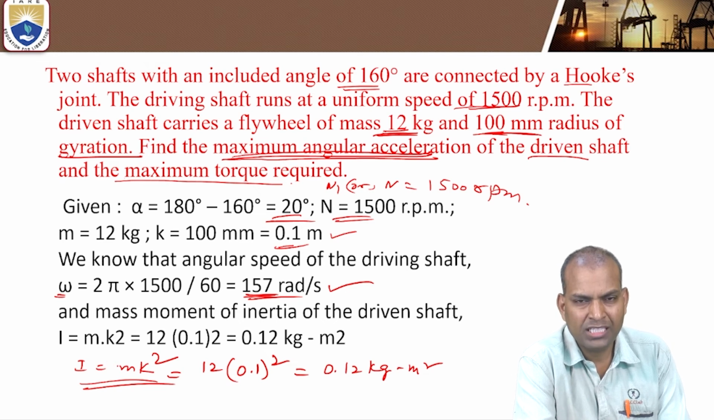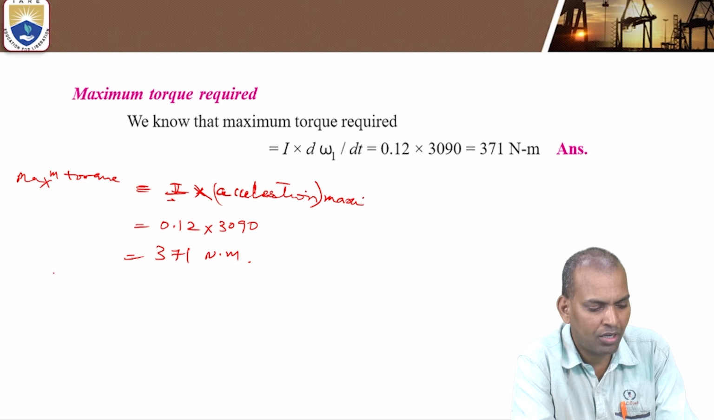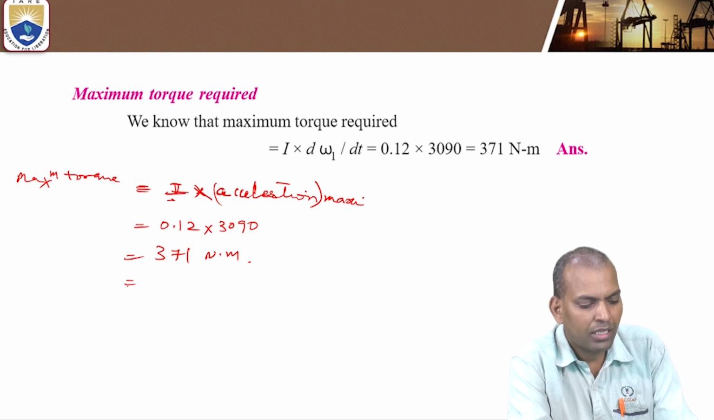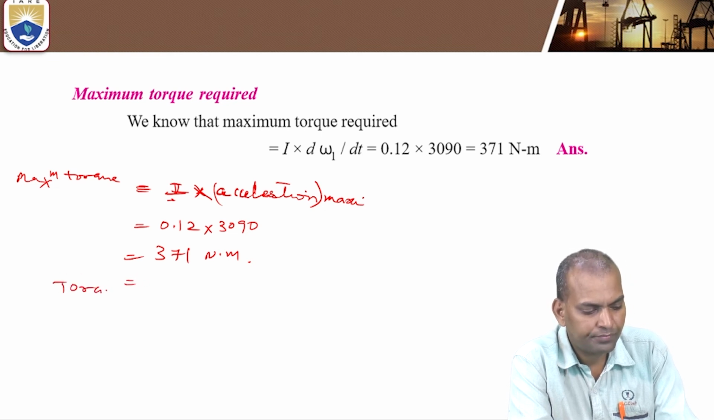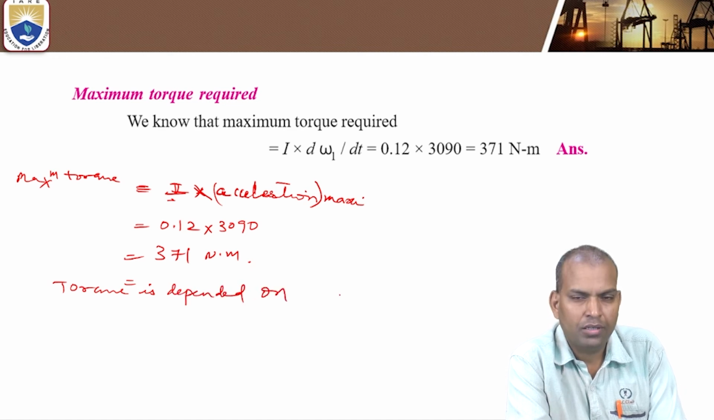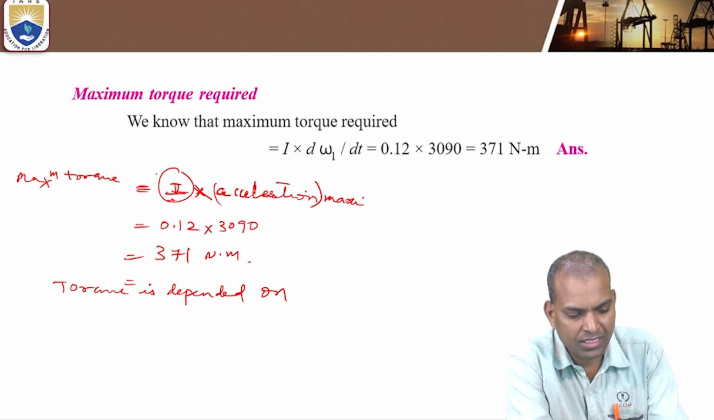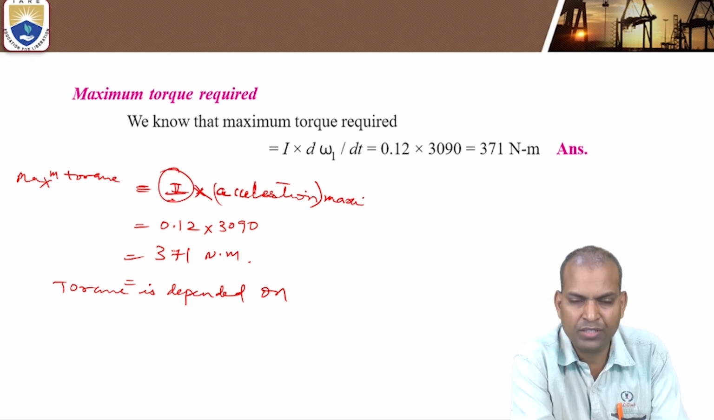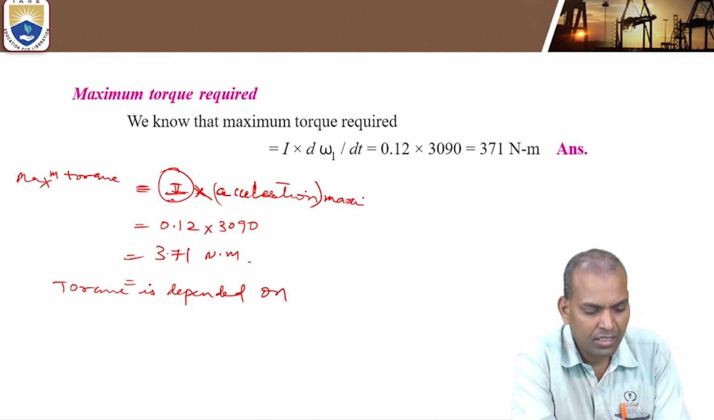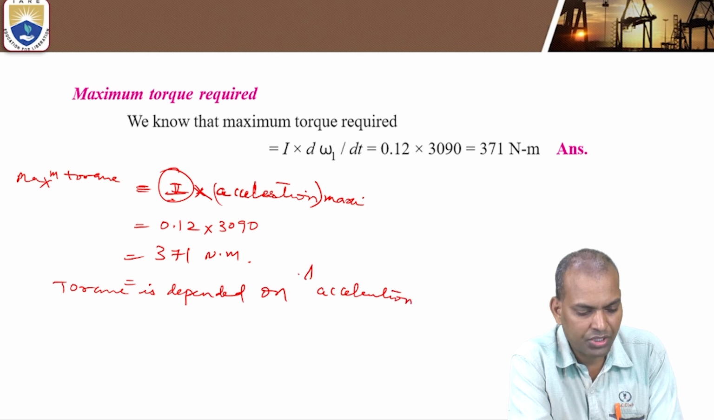What parameters is the maximum torque dependent on? Because the mass moment of inertia of the flywheel remains constant, I is fixed and won't vary in this case. So the torque is dependent on acceleration, specifically angular acceleration.